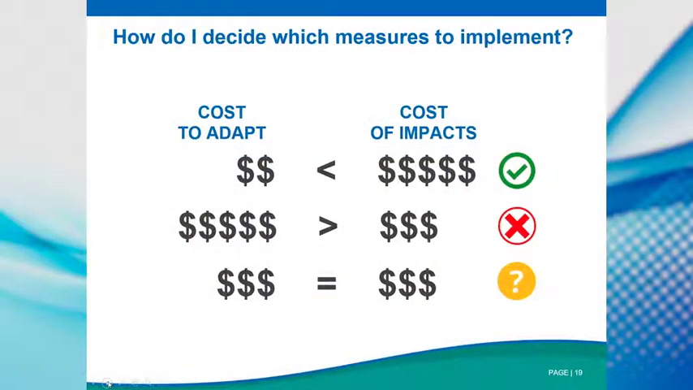CREAT does help users make decisions about which adaptation strategies to implement by comparing the cost of adaptation with the potential cost of impacts. So as you can see, if your cost to adapt is less than your cost of impacts, then that's a good decision. You should probably go ahead and implement that. If the cost to adapt is a lot greater than your cost of impacts, then that's probably an adaptive measure that you should not go ahead and do right away, if ever. If the cost to adapt is about the same as the cost of impacts, then that might be a consider implementing or wait and see situation.